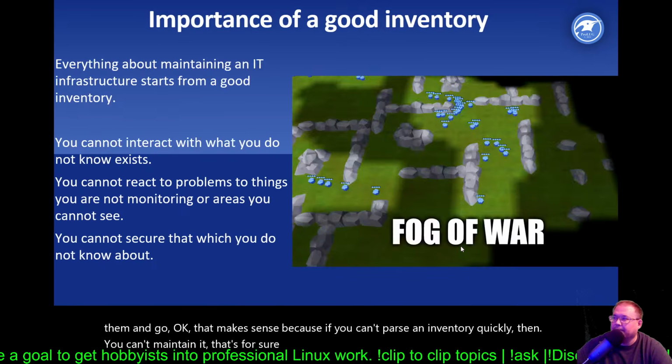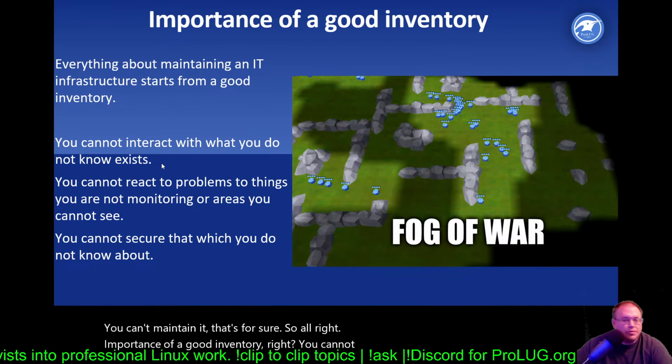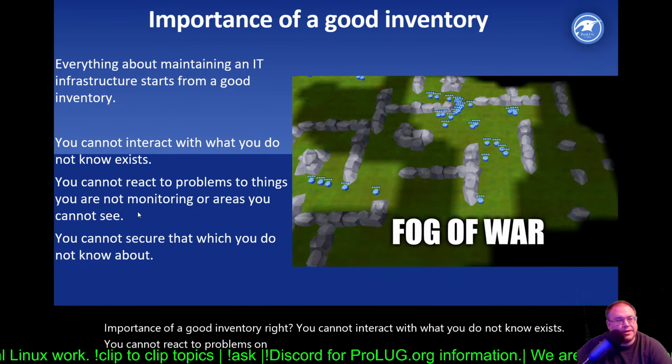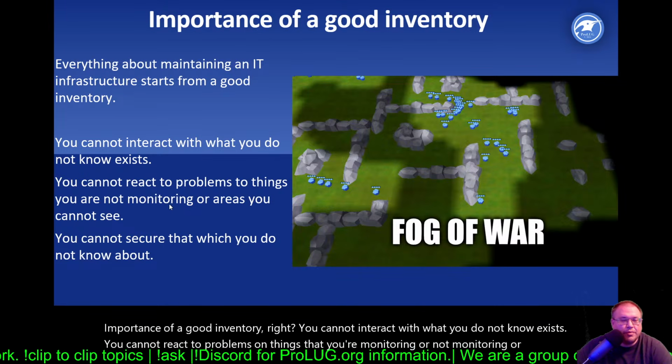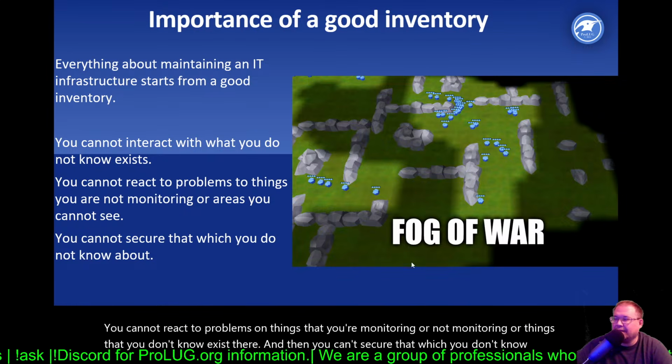So, all right. Importance of a good inventory, right? You cannot interact with what you do not know exists. You cannot react to problems on things that you're monitoring or not monitoring or things that you don't know exist there. And then you can't secure that which you don't know about. So I like to think of it as the fog of war.